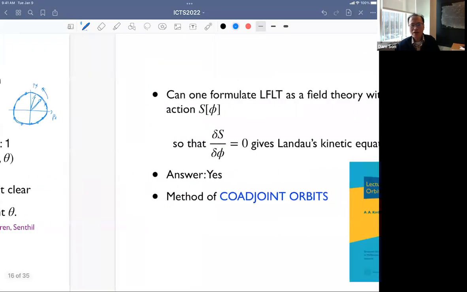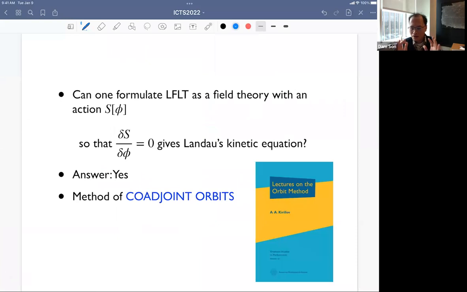Okay, so now let me formulate the question that I would like to address in this talk. It's a very restrictive question. Can one formulate Landau Fermi liquid theory as a field theory with an action so that the variation of this action gives rise to the kinetic equation? The answer to this question is yes, we can do that. And the natural method to use here is the method of coadjoint orbit.